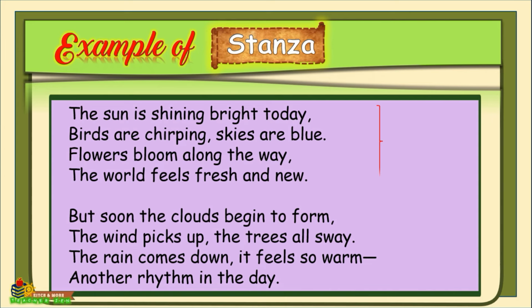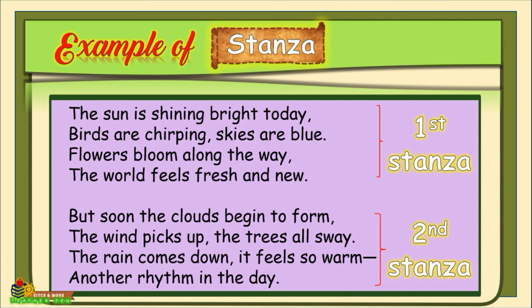So for the first stanza, we have, the sun is shining bright today, birds are chirping, skies are blue, flowers bloom along the way, the world feels fresh and new. And for the second stanza, we have, but soon the clouds begin to form, the wind picks up, the trees all sway, the rain comes down, it feels so warm, another rhythm in the day. So that's an example of a 2-stanza poem.